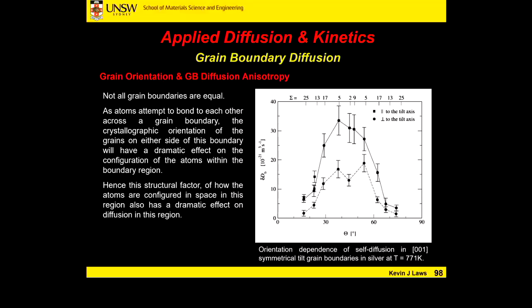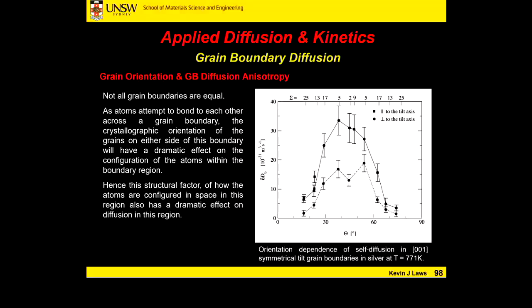Now, types of grain boundaries. So grain orientation and grain boundary diffusion and isotropy. Not all grain boundaries are equal. The width, so our delta of our grain boundary, is going to depend on a number of things. The size of the atoms it's made out of, for one, and the nature of the grains that make up that grain boundary or sit on either side of that grain boundary: their crystal structure and their orientation relative to one another.